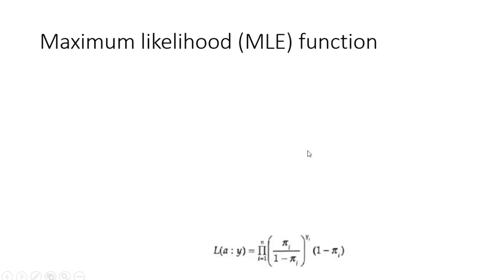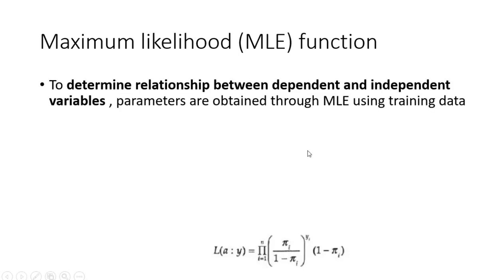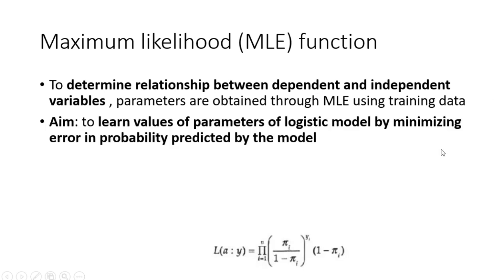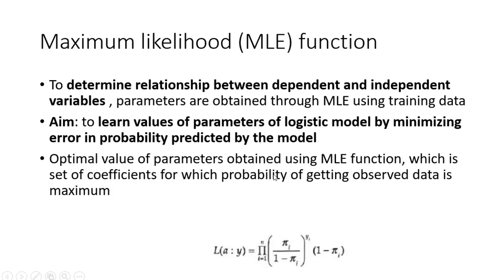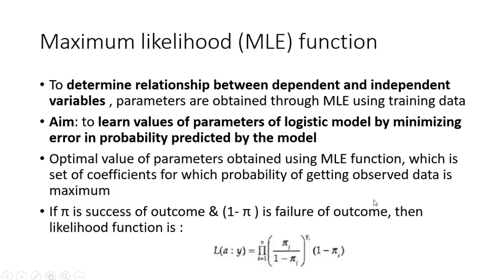Now let's understand another function called MLE, that is the maximum likelihood estimate function. Basically this function is used to determine the relationship between dependent and independent variables. The goal of MLE is to learn the values of the parameters of the logistic model by minimizing the error in the probability predicted by the model. So the goal here is to learn the values of the parameters. The optimal values of parameters obtained using the MLE function are nothing but the set of coefficients.